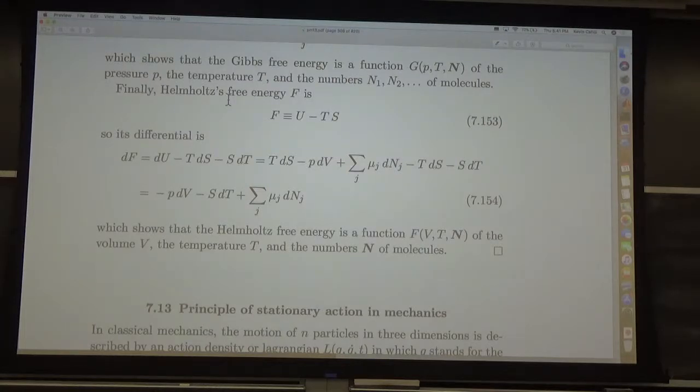The Helmholtz free energy is the internal energy minus TS, and that's a function of volume, temperature, and numbers of particles. So that also is one that is accessible to measurement. That's also a useful free energy.